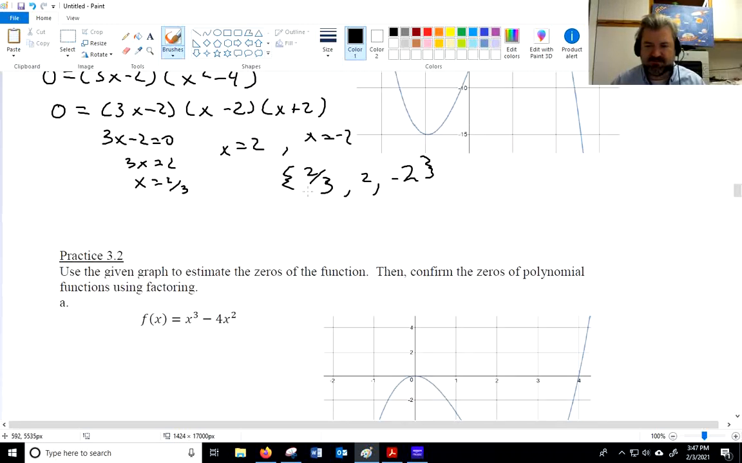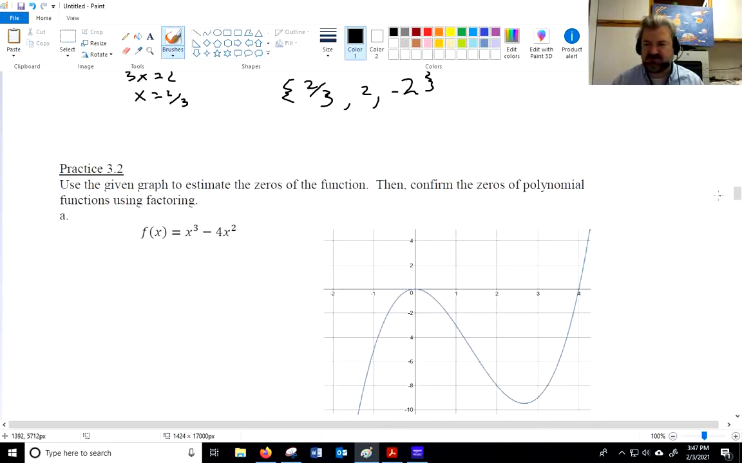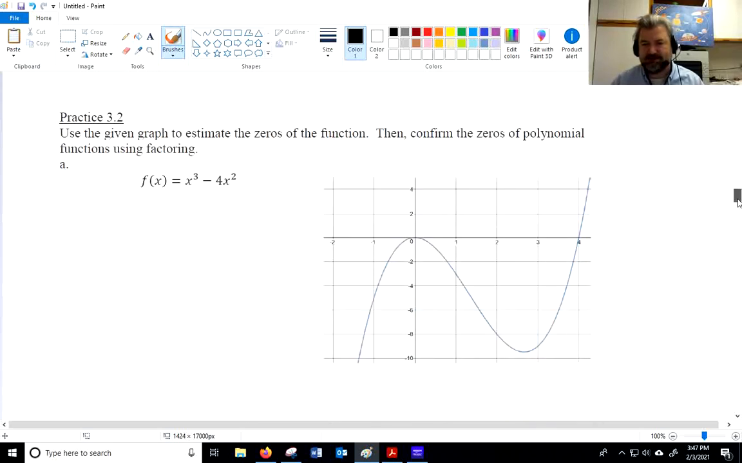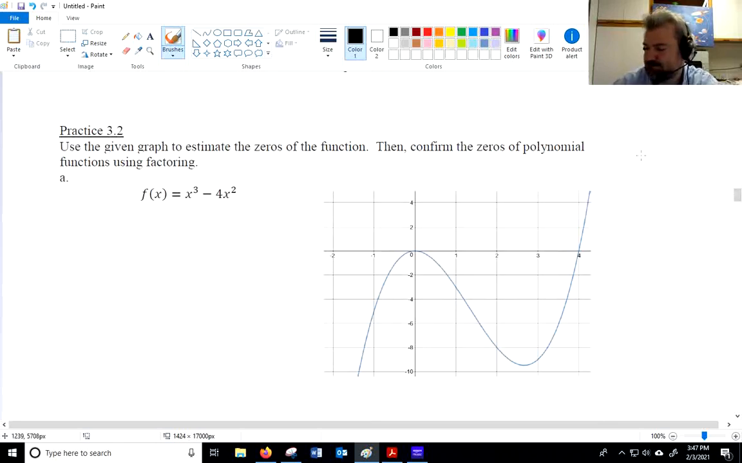I've got a couple of graphs I would like for you to look at, just 2 of them. I want you to estimate what you think will be the zeros on the graph, and then please use factoring to confirm your estimates. Pause the video and give it a try. I got 2 of them, A and B. All right, let's see how you did.